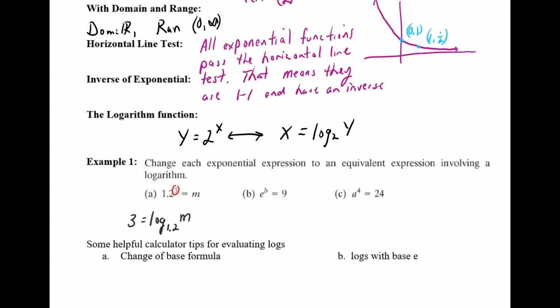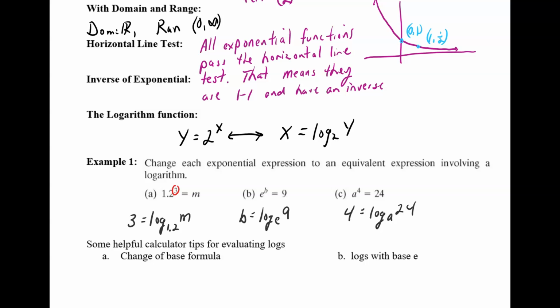Okay? Here we're going to take the b, and b is log to the base e, the same base, of 9. Just switch the input and output. Here we're going to take the 4 and say 4 is log to the base a of 24. Okay, that's how you write them.